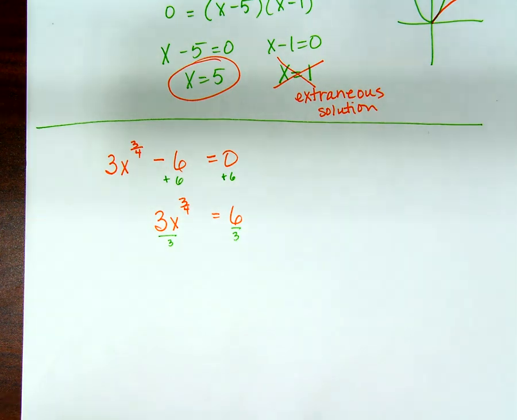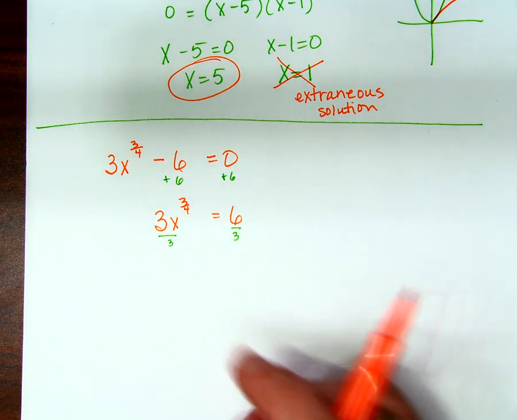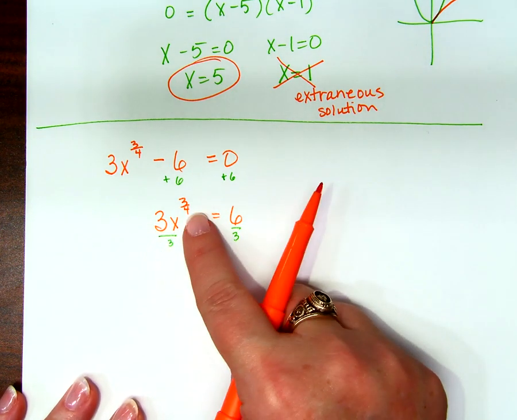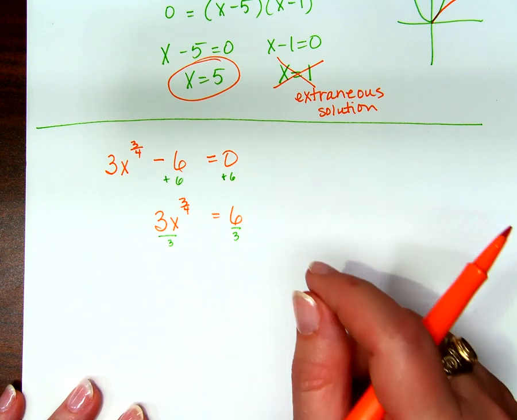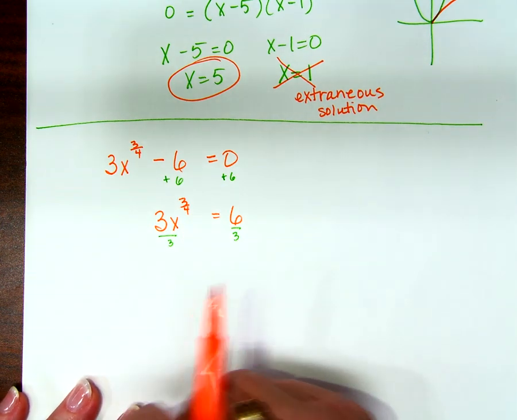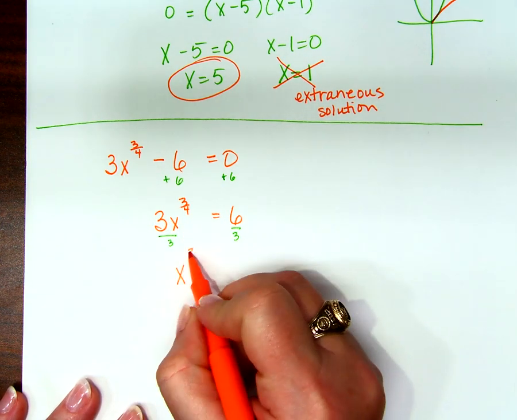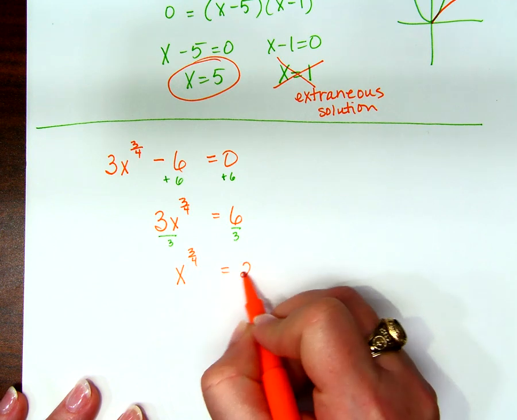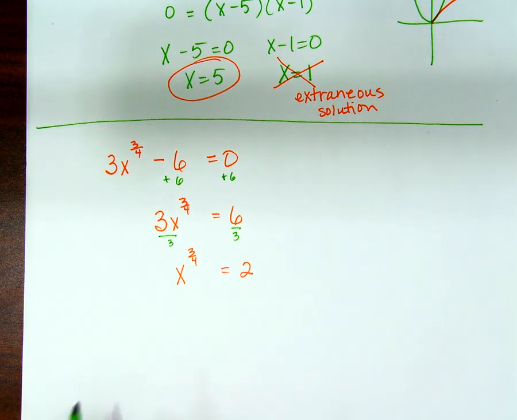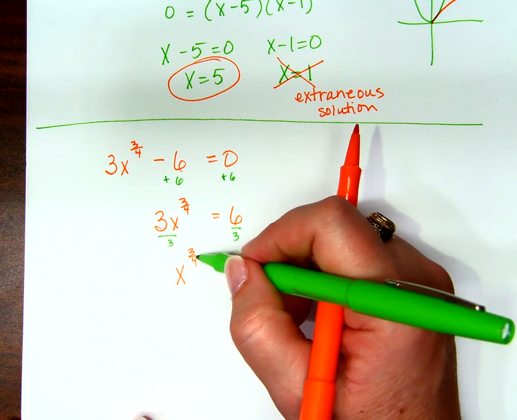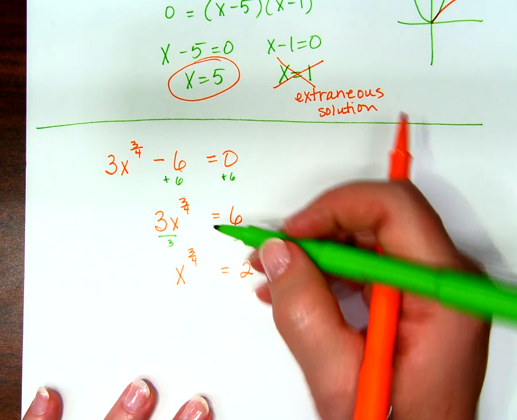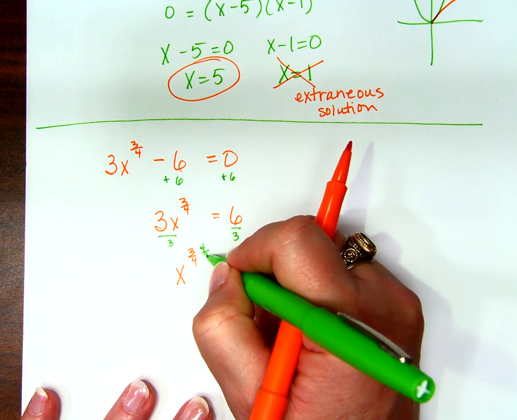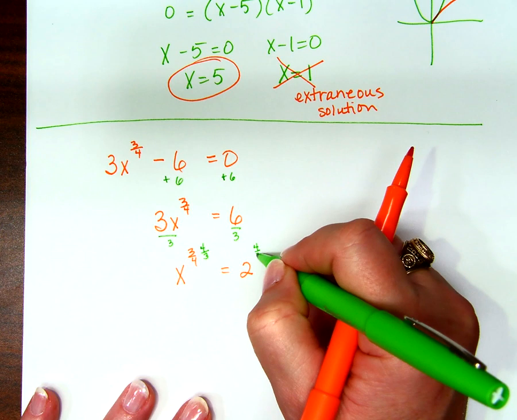I'm just going to divide by 3. We'll do that next. You see what I'm saying? We have to get rid of the 3 first because the 3 is not being raised to the 3/4 power. Only the x is. So now I have x to the 3/4 equals 2. And now we will raise both sides to the reciprocal of this power. So this is being raised to the 4/3, and this is being raised to the 4/3.